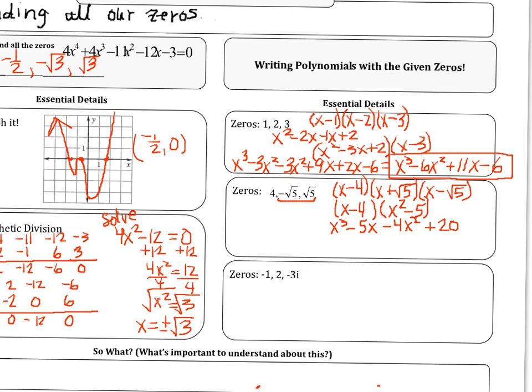Now this is not in standard form, so I need to put it in standard form. I'm going to have x to the third. My next is minus 4x squared. My third is minus 5x, and my final term is plus 20. And there is my simplified form.